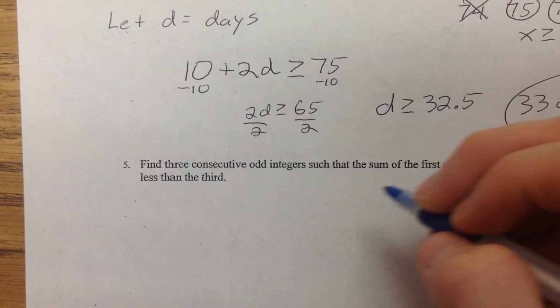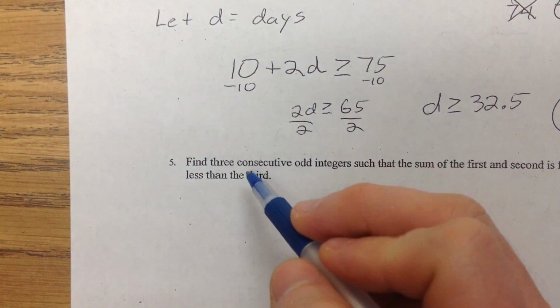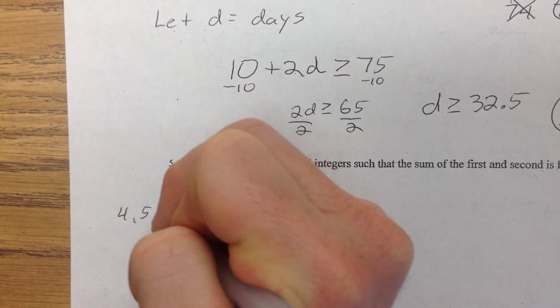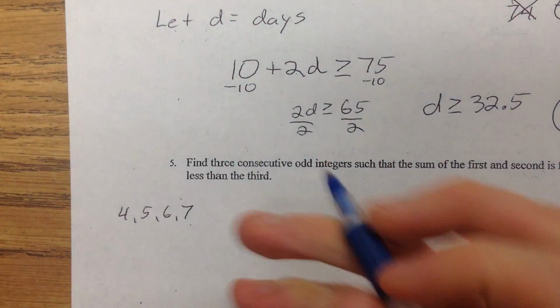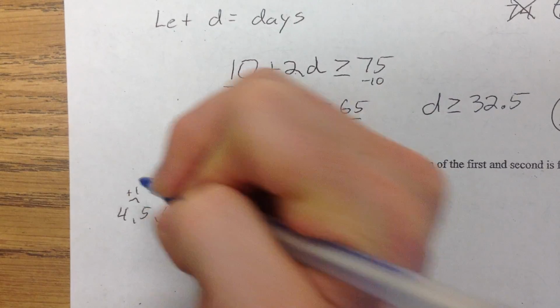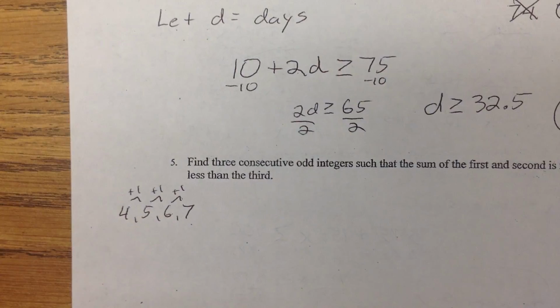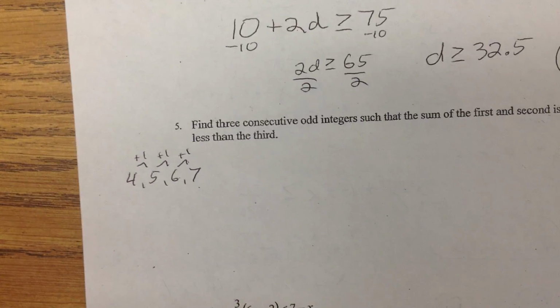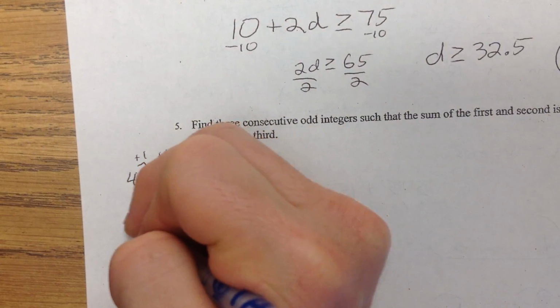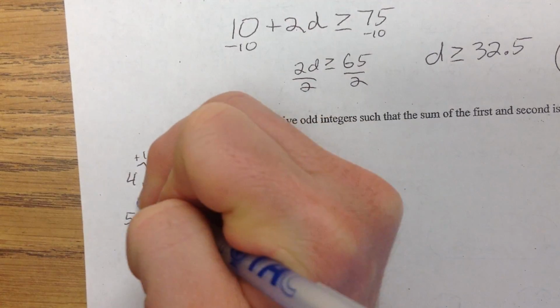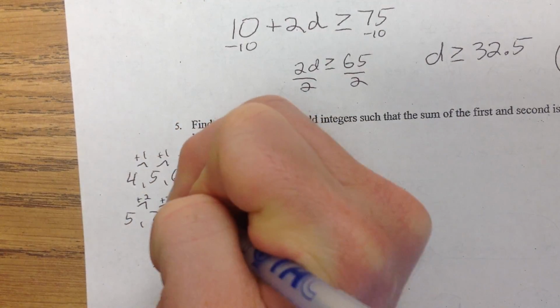Consecutive integers are integers that are in a row. So when the problem says consecutive integers, you can just think of that as like 4, 5, 6, 7, where all your numbers are going up by 1. They each go up by 1. Consecutive odd integers would be odd numbers in a row. So 5, 7, 9, 11. Those are all going up by 2.